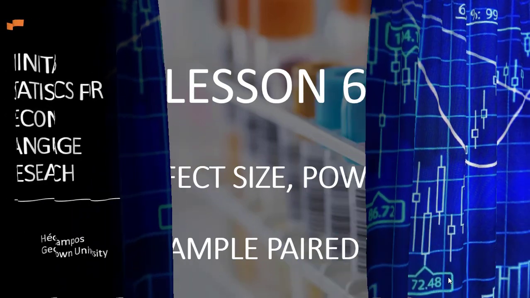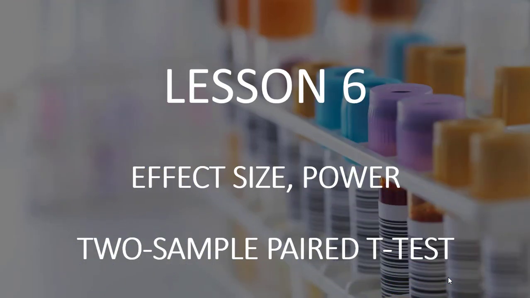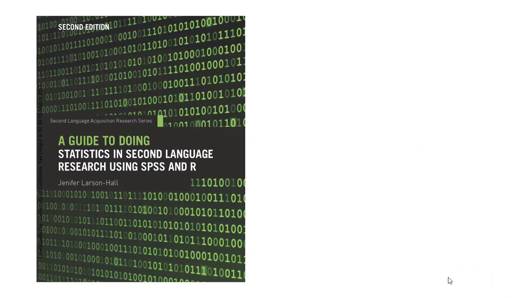This is Lesson 6. In this lesson, we're going to study effect size and power, and we're going to perform a two-sample paired t-test. This lecture is based on our textbook, A Guide to Doing Statistics in Second Language Research using SPSS and R, translated into Minitab. And this is all in Chapter 8 in our book.